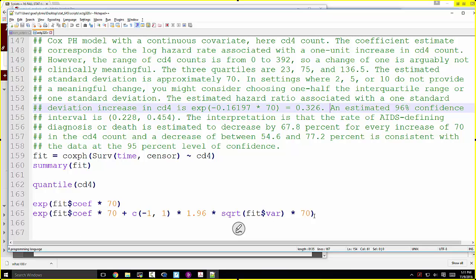If you wanted, for example, 70 times the beta coefficient, 70 times the beta coefficient was the log hazard ratio associated with a 1 standard deviation increase in CD4. So suppose we wanted that estimate, but we also wanted a confidence interval. We could get a confidence interval on the 70 times the beta and then exponentiate it.